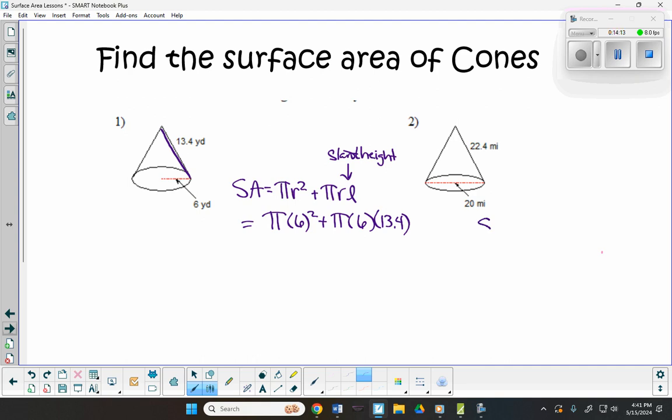The next one, again, surface area is pi r squared plus pi r L. The big thing is 20 is the full diameter, so your radius here would equal 10. So pi times 10 squared plus pi times 10 times the slant, which is 22.4. And then type that out and you will have your answer.